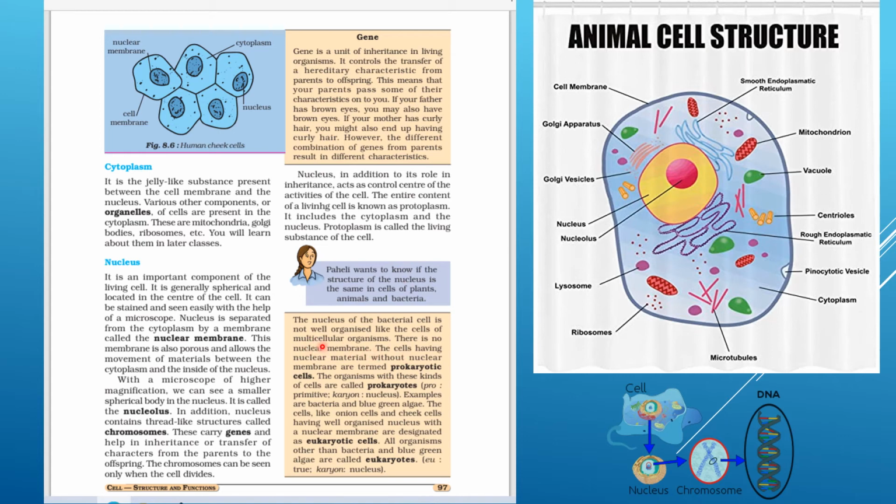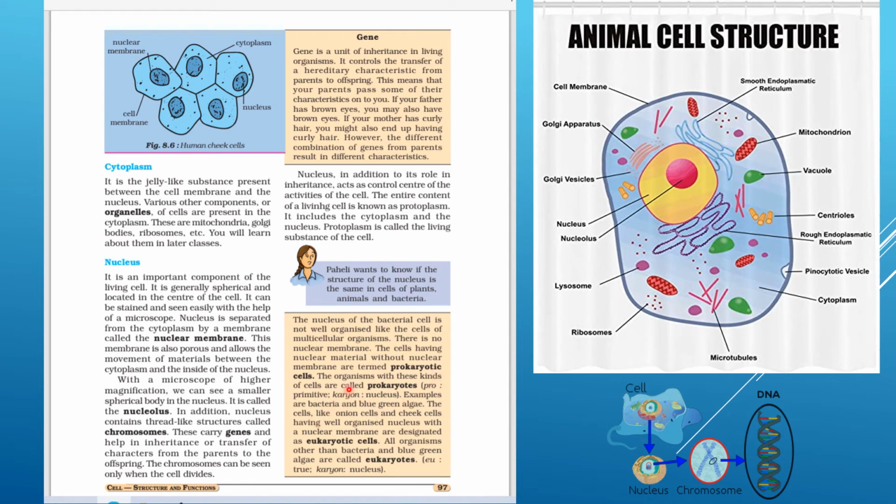Now, the nucleus of a bacterial cell. There is a difference in the bacterial cell. It is not organized, as it is organized in the multicellular organism. In the bacteria, it is not organized. There is no nuclear membrane. The cell having nuclear material without the nuclear membrane is known as prokaryotic. Okay, because they are without the nuclear membrane, they are termed as prokaryotic.